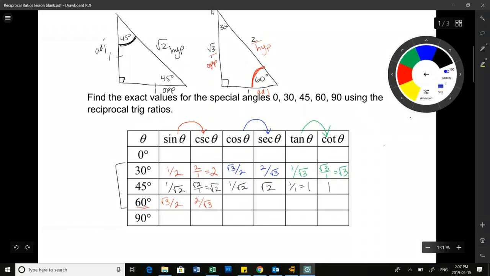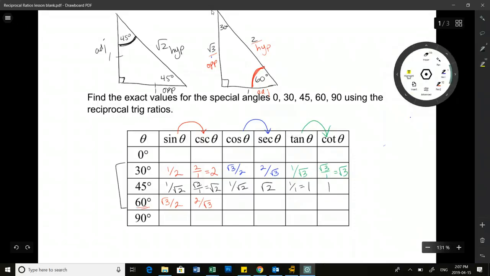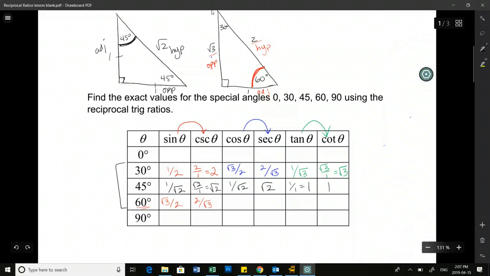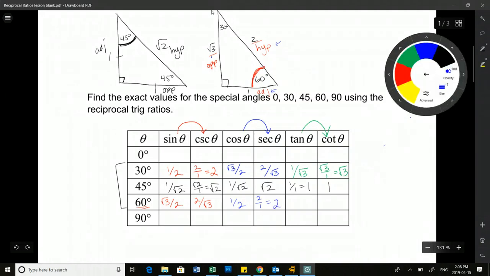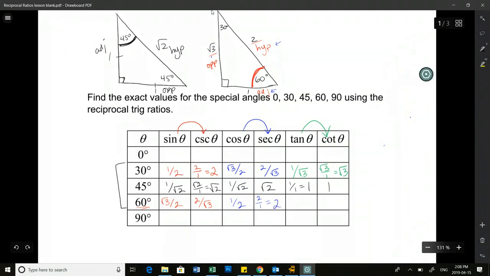Okay, and then for the next one, can somebody tell me what the cosine of 60 would be equal to? Elise? 1 over 2, perfect. Adjacent over hypotenuse. And that means that secant, when I flip 1 over 2, I get 2 over 1. So that reduces to 2. Okay, and then for the last one, can somebody tell me what tan of 60 would be equal to? Root 3 over 1. Okay, very good. And then when I flip that, I get 1 over root 3.